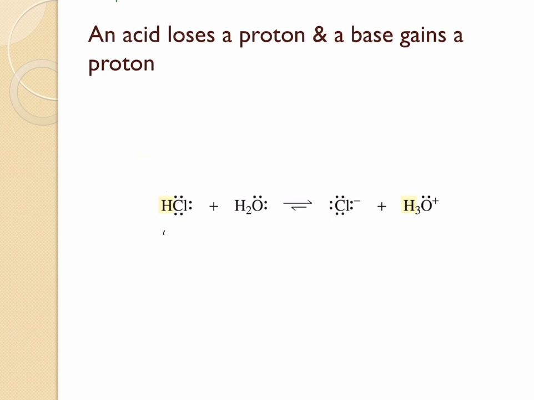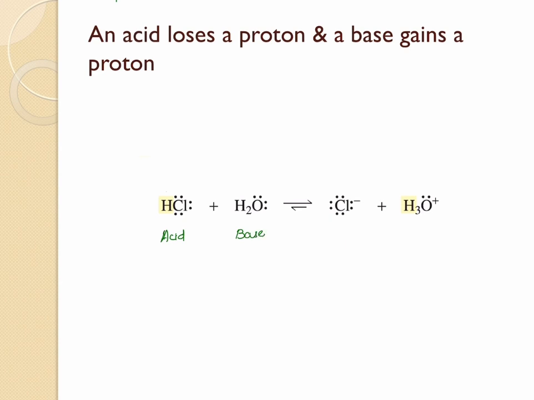So here is a simple acid-base reaction wherein you can see that the HCl is going to behave as an acid because it has the ability to donate this hydrogen, and the water is going to behave as a base because the oxygen has got two lone pairs of electrons, and one of these lone pairs can be used to grab this hydrogen. So HCl is behaving as an acid and water is behaving as a base.